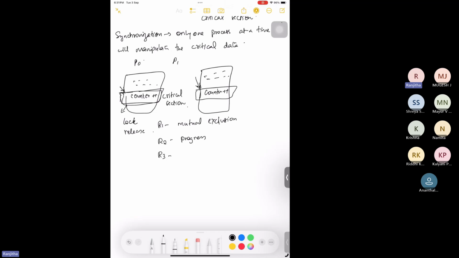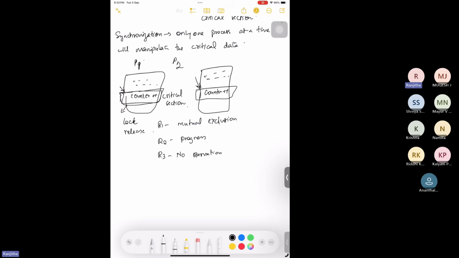And then the third one is bounded wait, or no starvation. It means that if some process has asked to enter a critical section, there should be a bounded time that the process has to wait before it actually gets to enter. It cannot go on forever. Like if P naught is there in the critical section, this is P1 and this is P2.